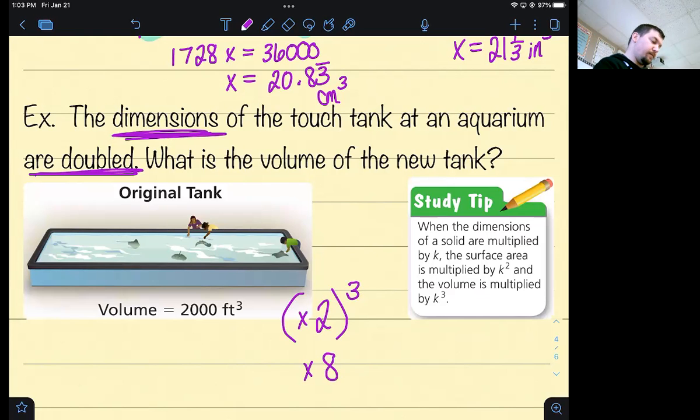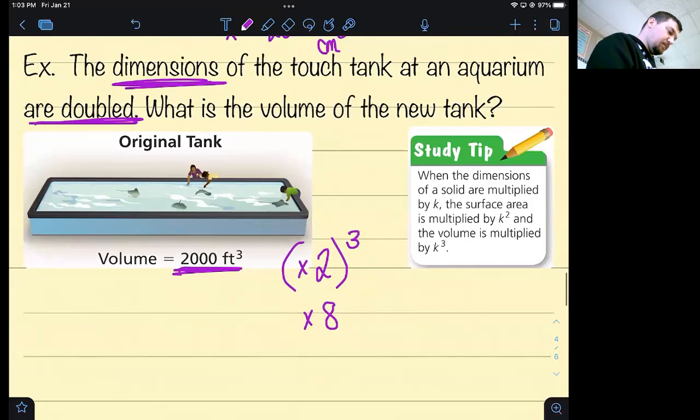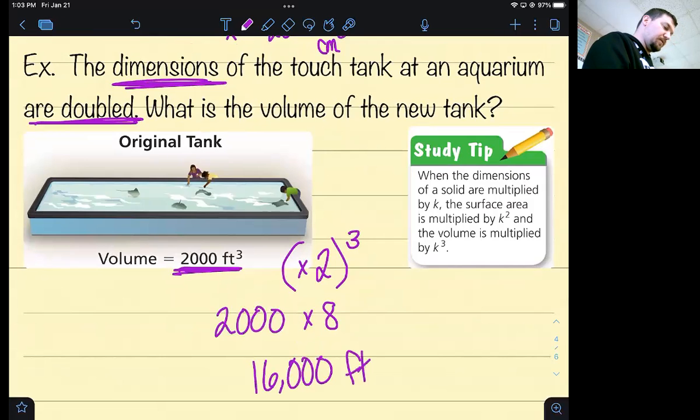And if the current volume is 2,000, then Connor, what would 8 times that be? 16,000. Label your answer. Feet cubed. All right.